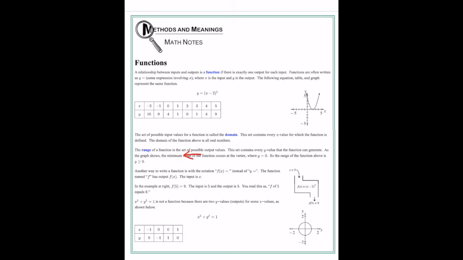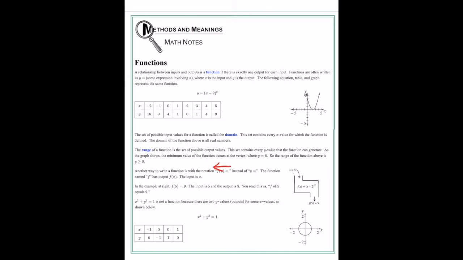The range of the function is the set of possible output values. This set contains every y value that the function can generate. As the graph shows, the minimum value for the function occurs at the vertex where y is equal to 0. So the range of the function above is y is greater than or equal to 0. And another way that I like to say range is that the range is everything that y can be.